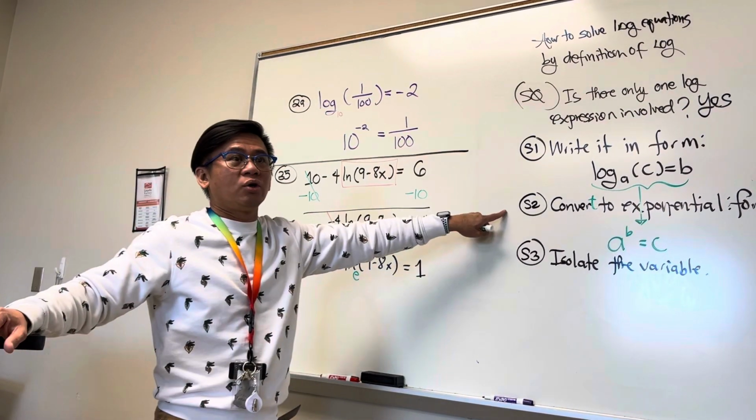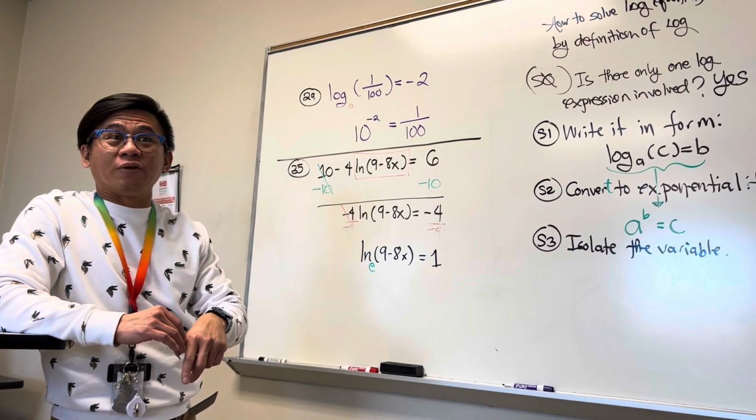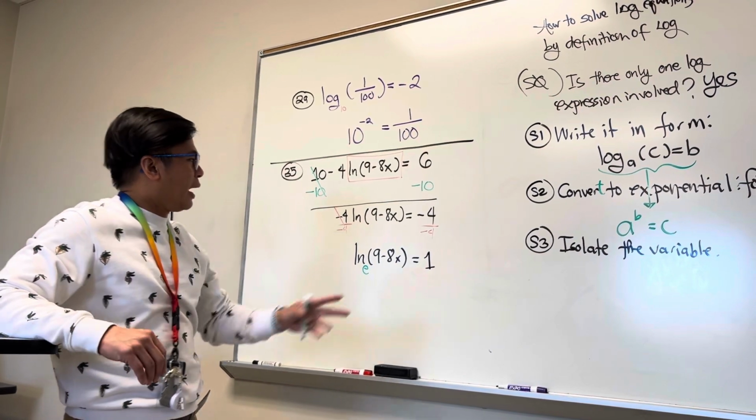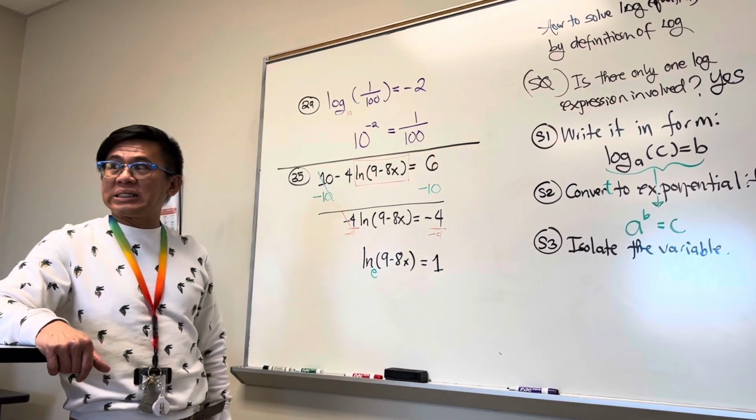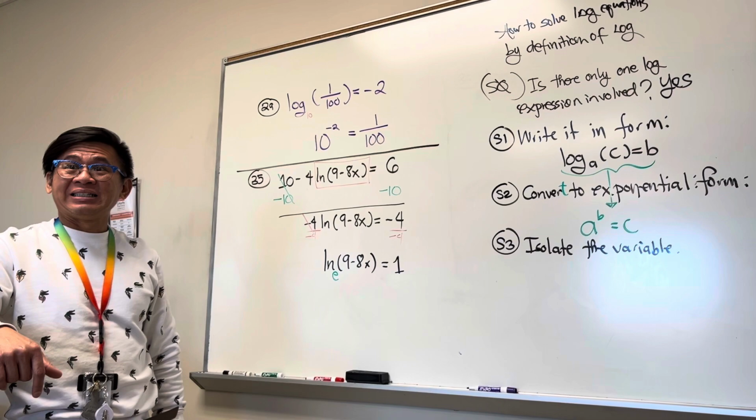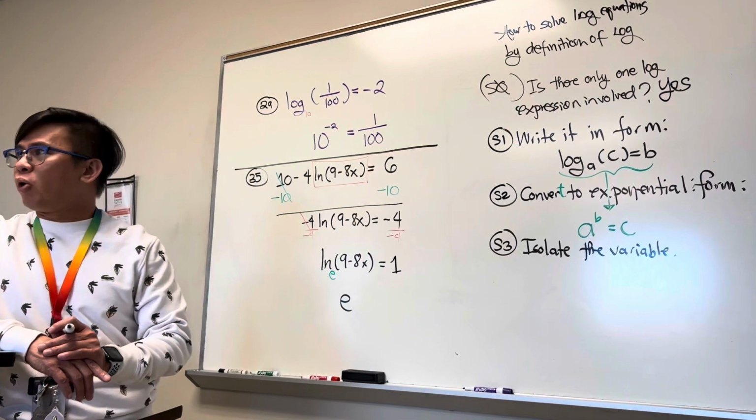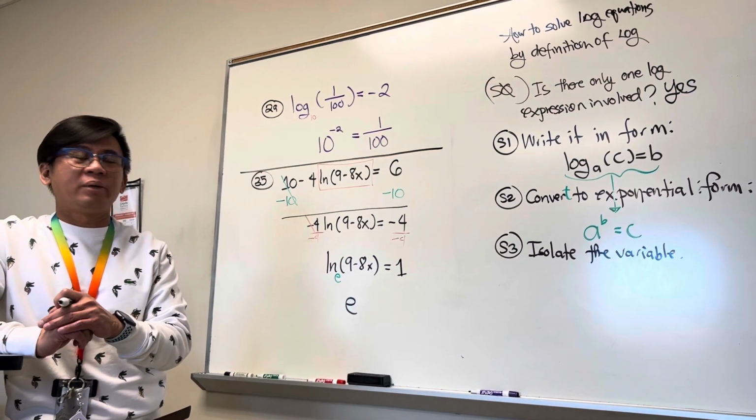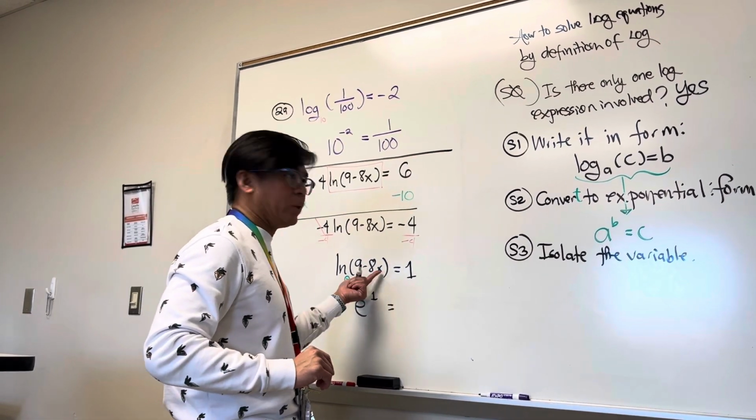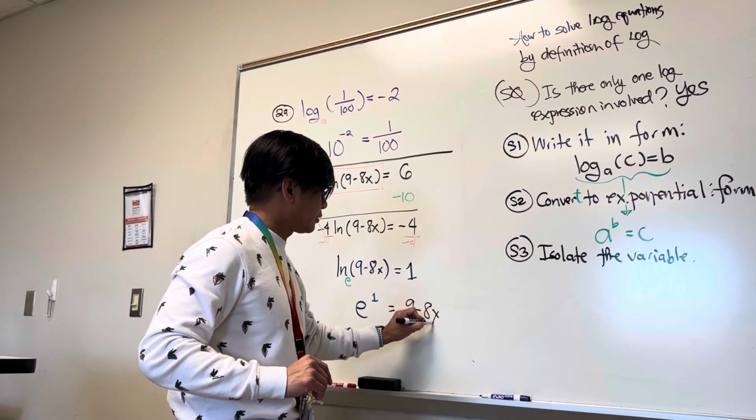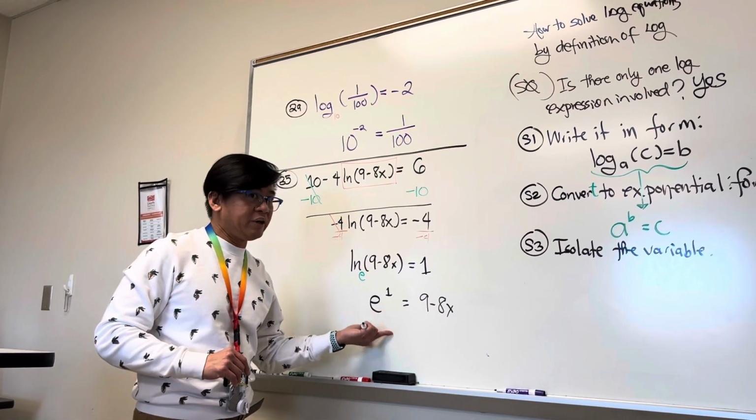Convert to exponential form. Okay, so you can write it in there, right? So, how do we convert this one into its exponent form or exponential form? What's the base number? E. Very good. What's the exponent or the power for such? 1. Perfect. And that's equal to, well, the remaining term is 9 minus 8x. Again, do not round this off, right? Do not round it off. Leave it as it is, E.